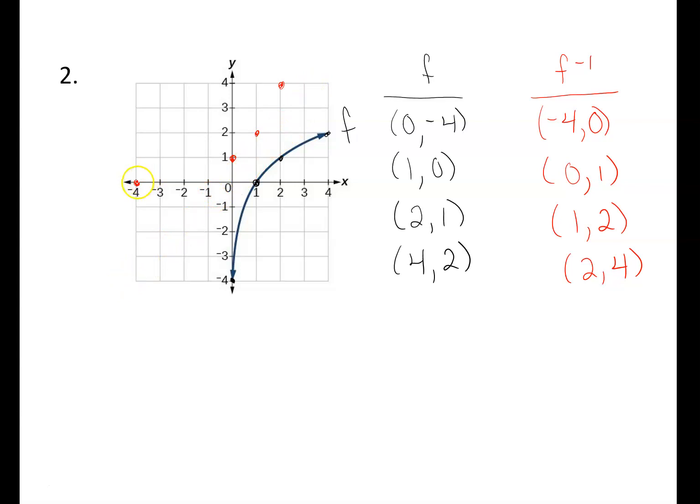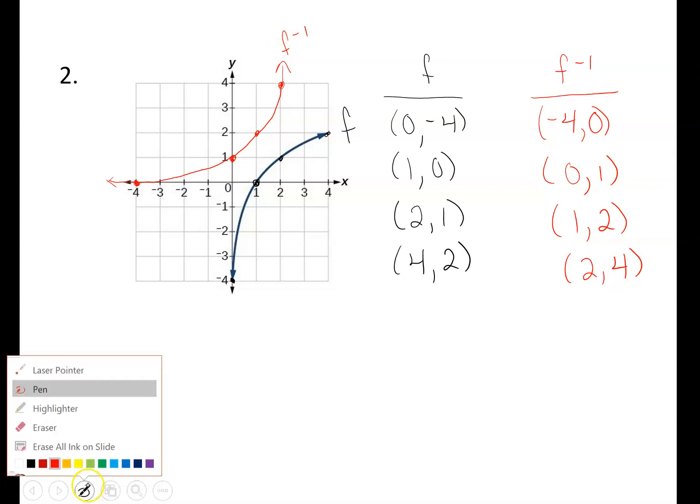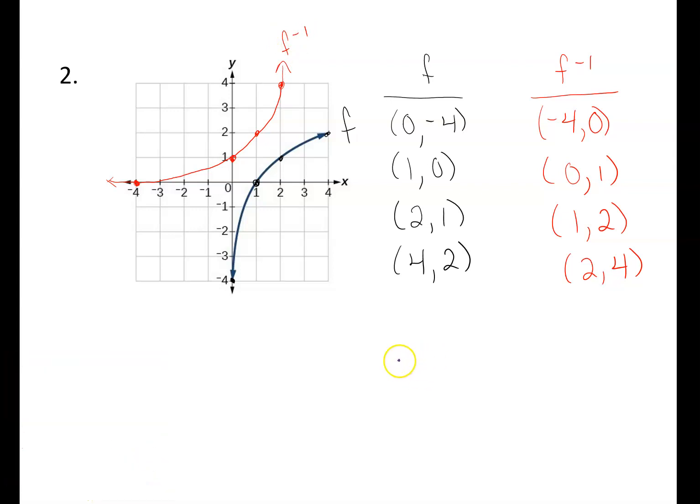We're going to curve through our points, and really we should go a little beyond and draw some arrows on the ends. And this is the graph of F inverse. Go ahead and label it. And then y equals x, remember, is the line of reflection.